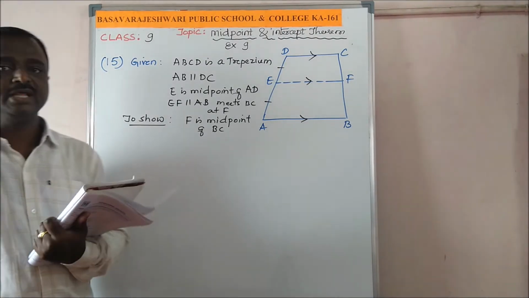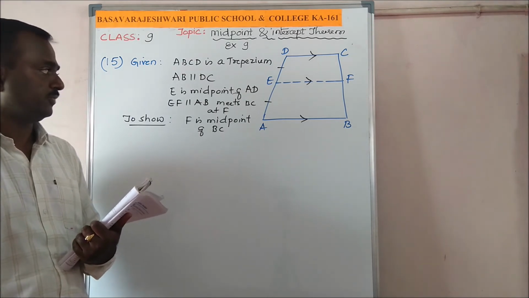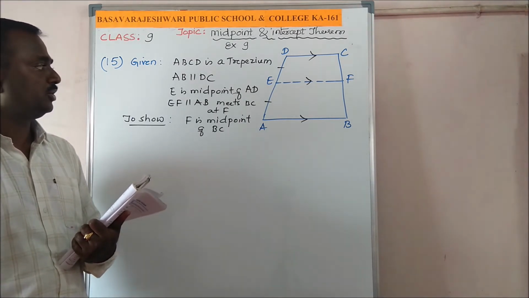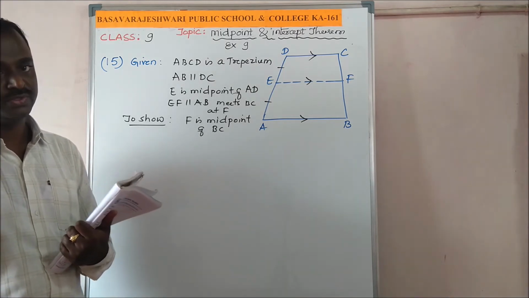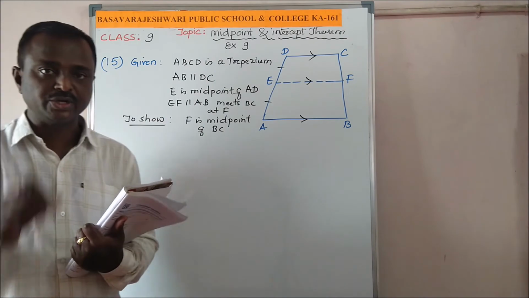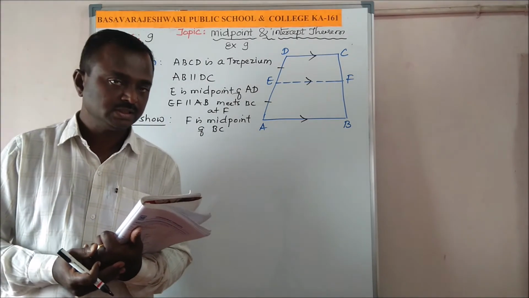So question number 15: ABCD is a trapezium, AB parallel to DC, and E is the midpoint of AD. EF is also parallel to AB, meets BC at F. So we have to show that F is the midpoint of BC. This question is related to the intercept theorem.